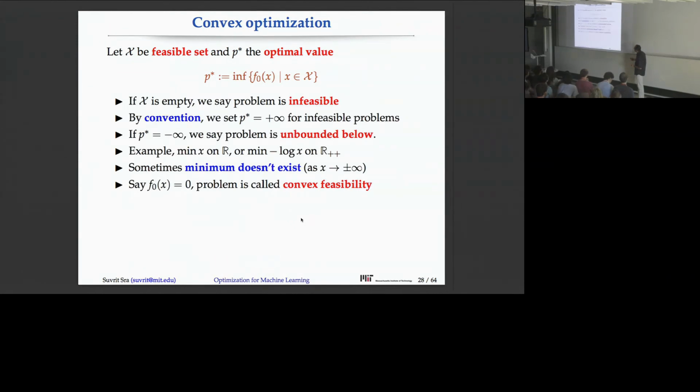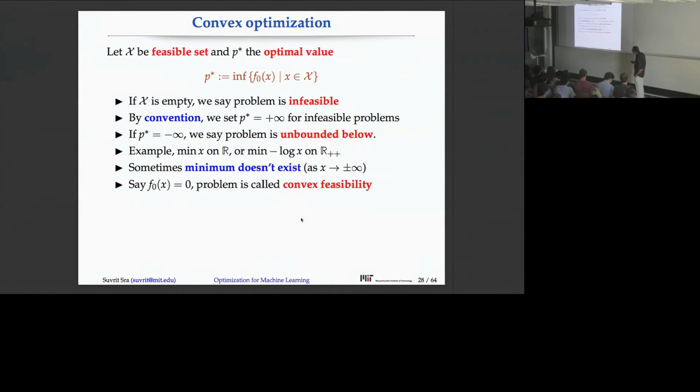So if the feasible set is empty, we say the problem is infeasible. And if the problem is infeasible, infimum is defined to be plus infinity. That convention works out well. One can prove that that's the only convention that will work out well, but just believe me for now. If you can minimize it all the way down to minus infinity, then of course it's unbounded.